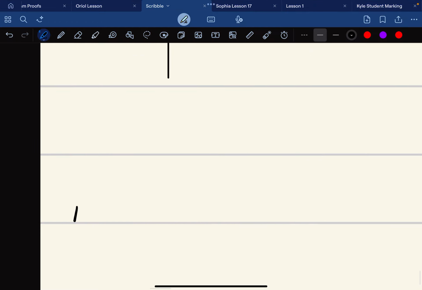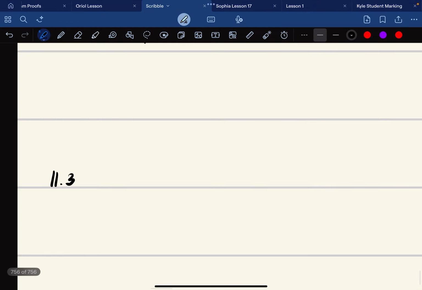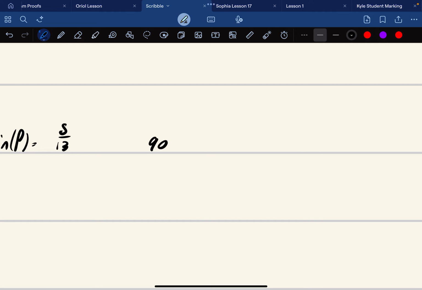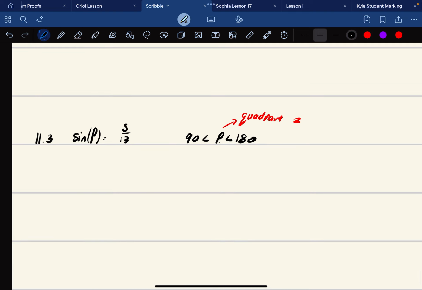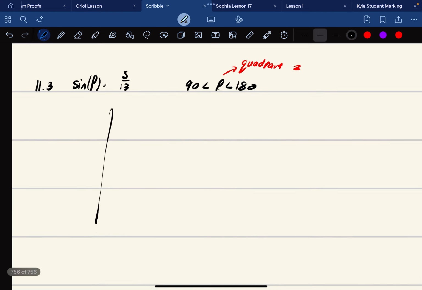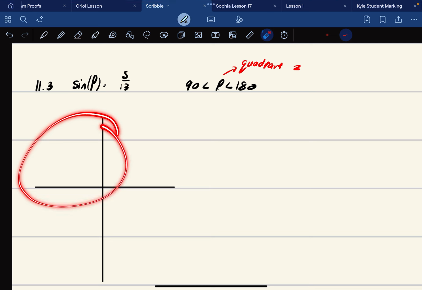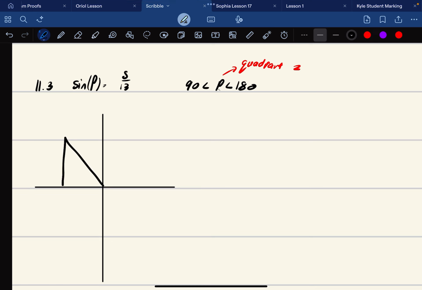Let's come to 11.3. It tells us sine P is equal to 5 over 13. And P is between 90 and 180. So what quad is this? Quadrant 2. So once again, I think it's very helpful to use a sketch, even though it doesn't say here in the question, use a sketch. So let's use a sketch. What quad are we in? Quad 2. So we're going to draw.